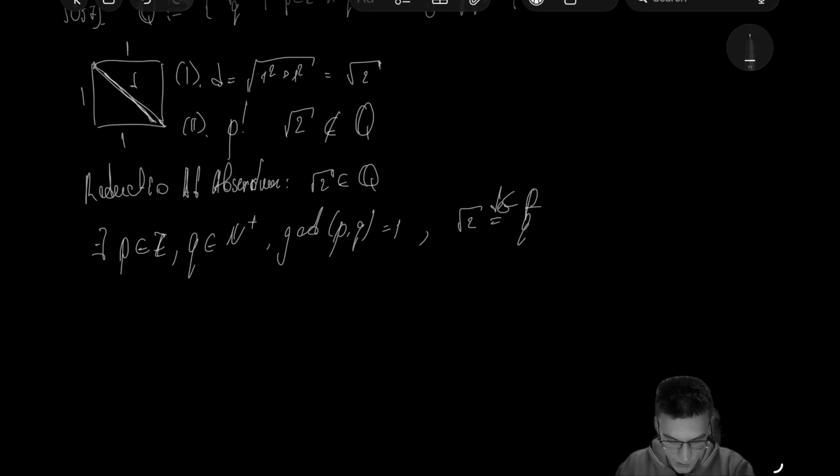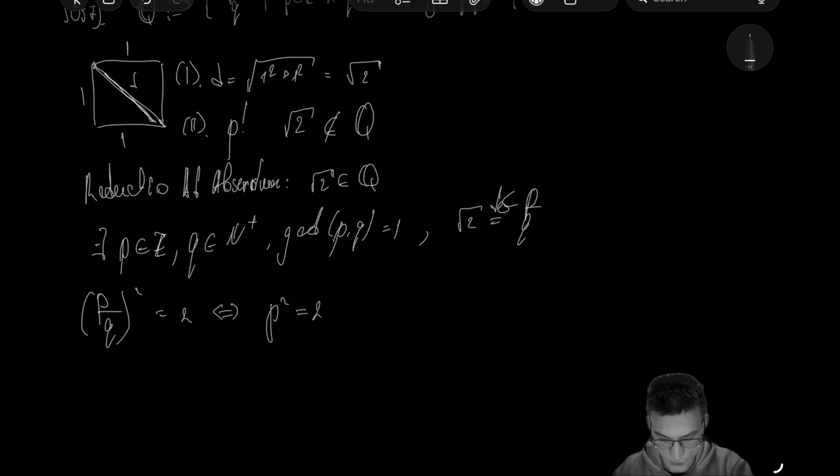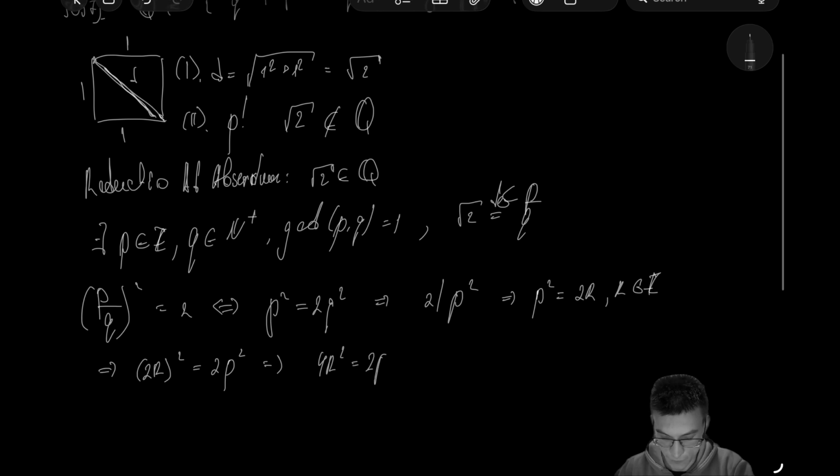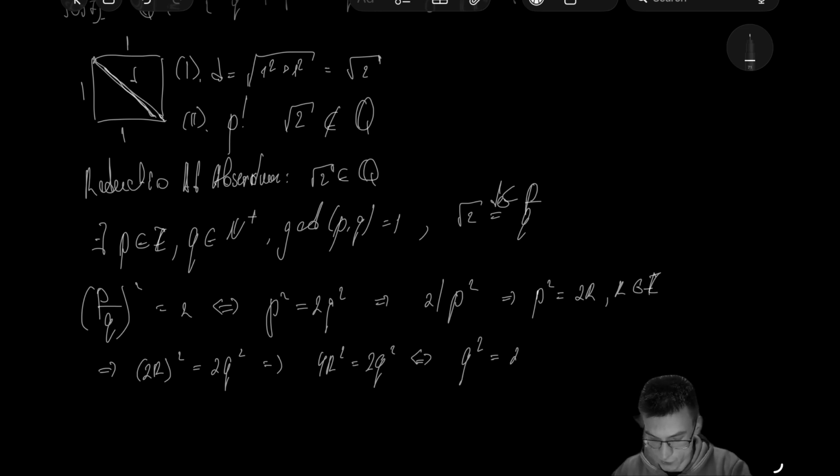If we square both sides of this equation, we get 2 equals P squared over Q squared, which is equivalent to saying that P squared equals 2Q squared, which means that 2 divides P squared. And then by definition of an even number, P can be represented as 2R, where R belongs to the set of integers, which means that 4R squared equals 2Q squared. Therefore, 2R squared equals Q squared, which is equivalent to saying that Q squared equals 2R squared.